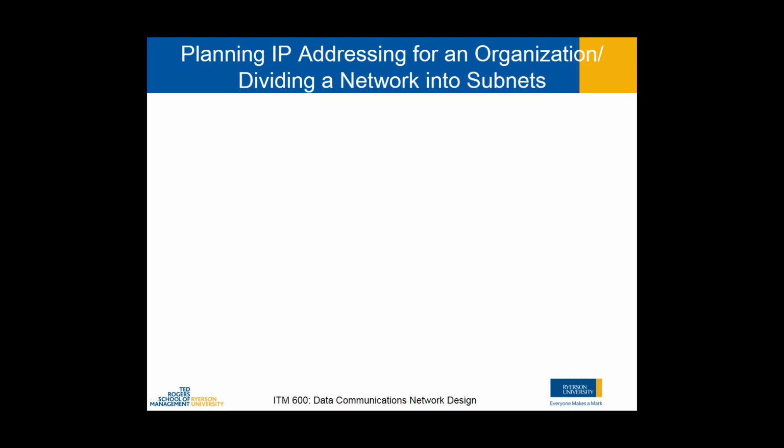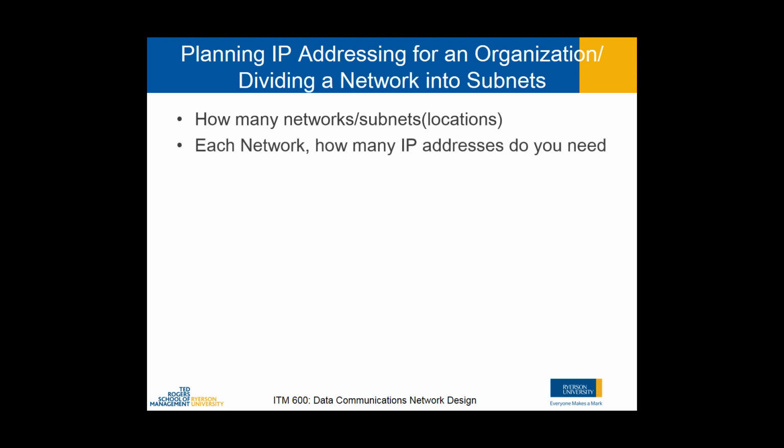The very first thing you need to determine is how many networks or subnets you need. It can be based on different locations. Each location can have one network, or a location can also have multiple subnets or multiple networks. First, you need to figure out how many networks you want to create for the organization. Then for each network you need to determine how many IP addresses you need. We'll talk in detail about the number of IP addresses required for a network.